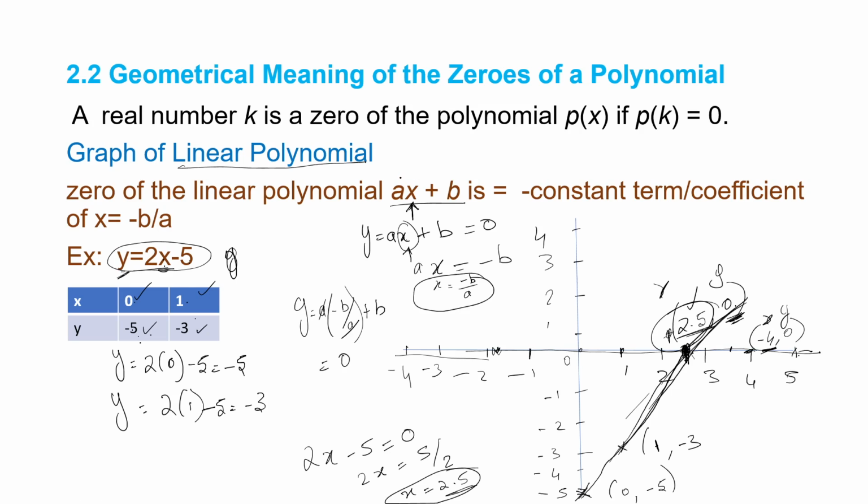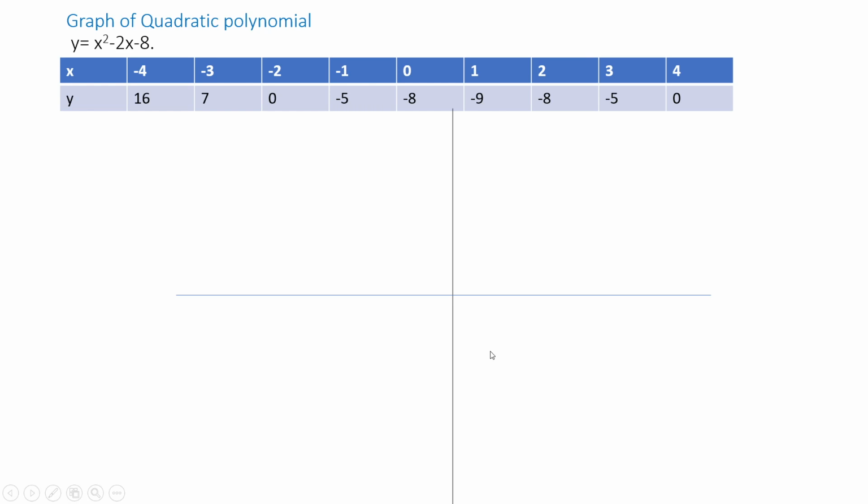And what are the things we have studied? A linear polynomial will always have a graph of a straight line, and the point where it cuts the x-axis is the 0 of the polynomial. Algebraically, mathematically, you can calculate this. This will always be minus b by a. Okay, done. Next one, quadratic.